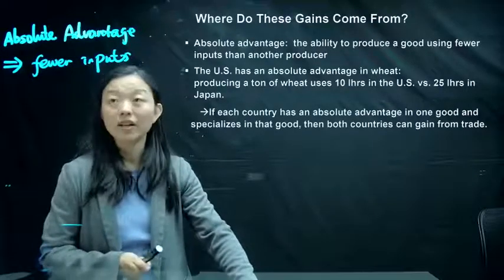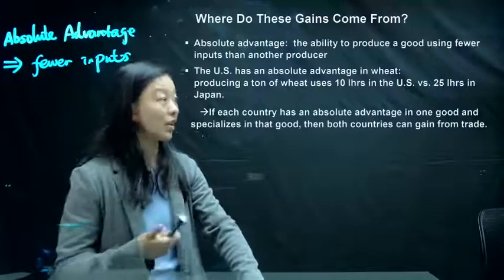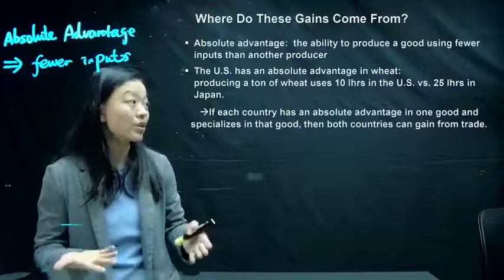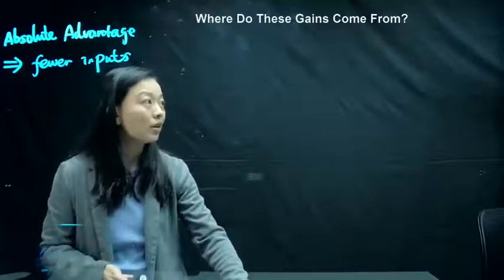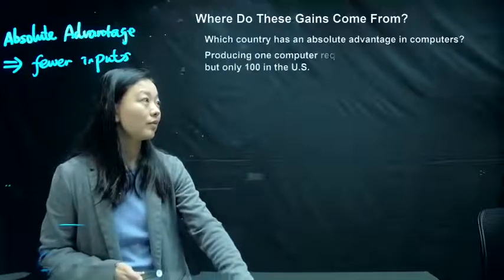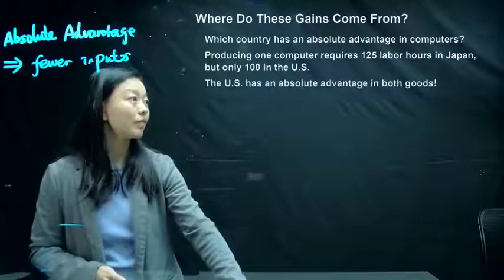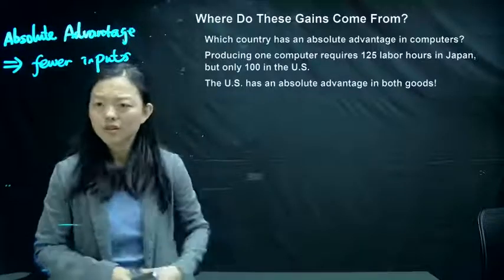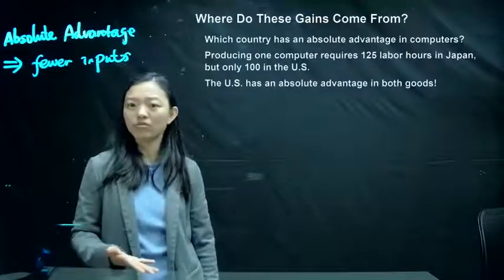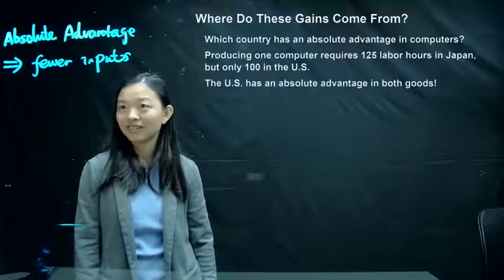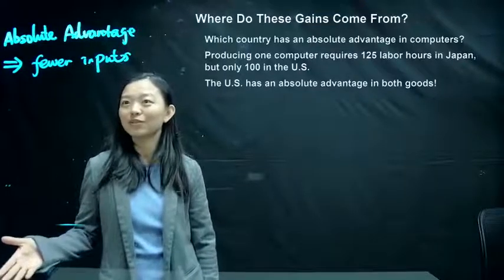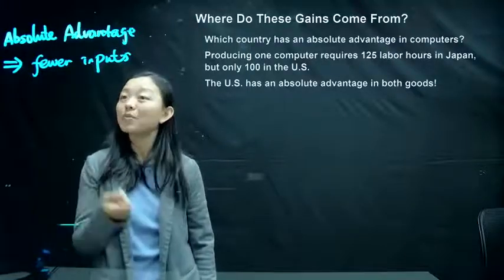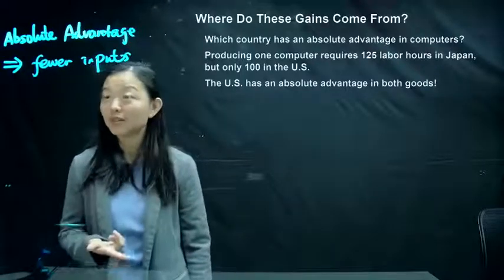So if each country has an absolute advantage in one good and specializes in that good, then both countries can gain from trade. But the US has absolute advantage in both goods. So does that mean that Japan doesn't need to produce anything? Is it the real reason for trade? This is the question I want to ask. Is absolute advantage the real reason for trade?